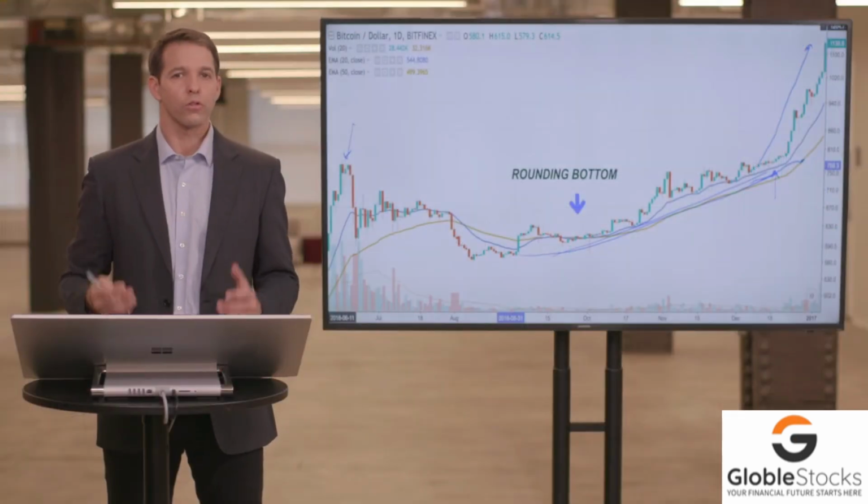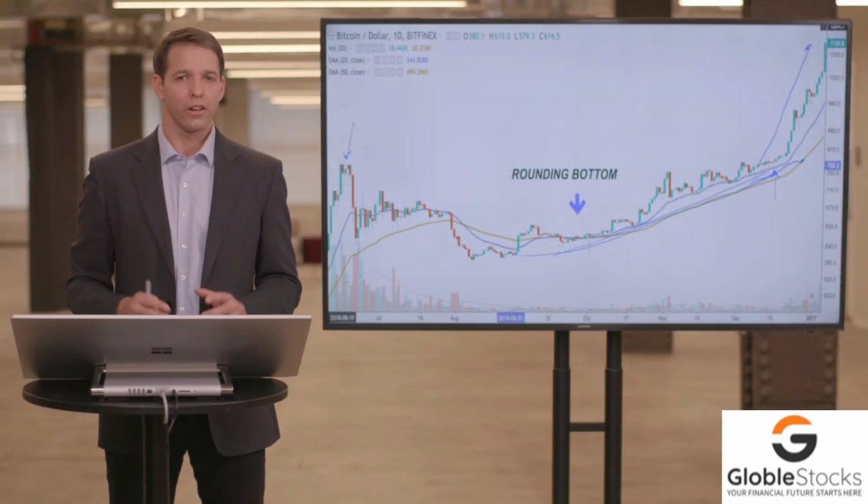So those are just a couple simple price charts that you need to be familiar with when you're looking to analyze the crypto markets.